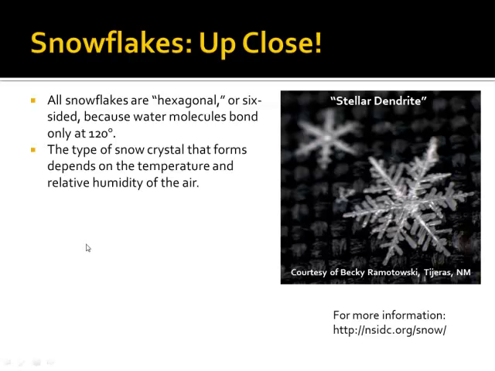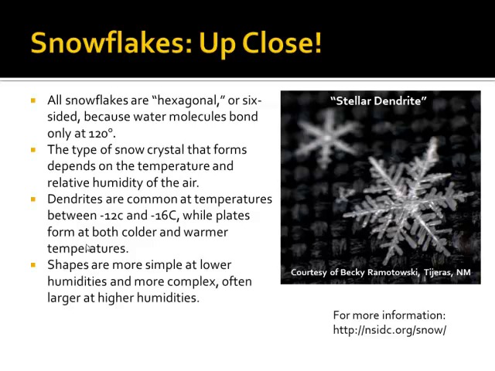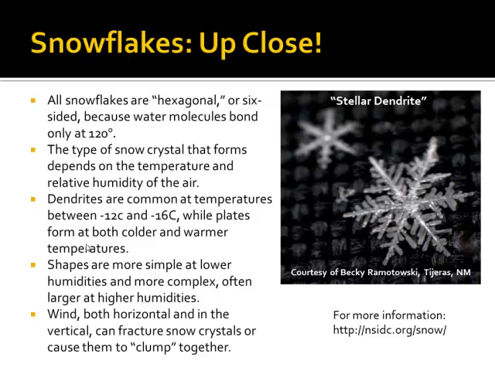The type of snow crystal that forms in the cloud-bearing region of the atmosphere depends on the temperature and the relative humidity of the air at that altitude. Dendrites, which we commonly refer to as snowflakes, are common at temperatures between about minus 12 centigrade and minus 16 centigrade, while plates form at both colder and warmer temperatures. Shapes are typically more simple at lower humidities and more complex, often larger in size at higher humidities.